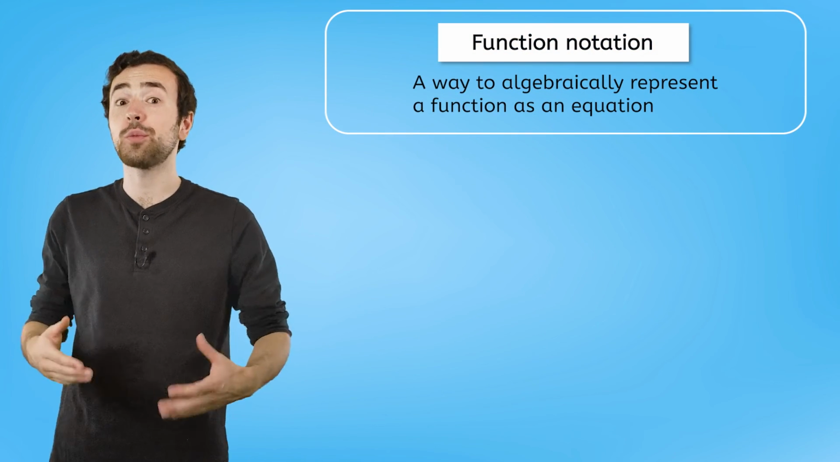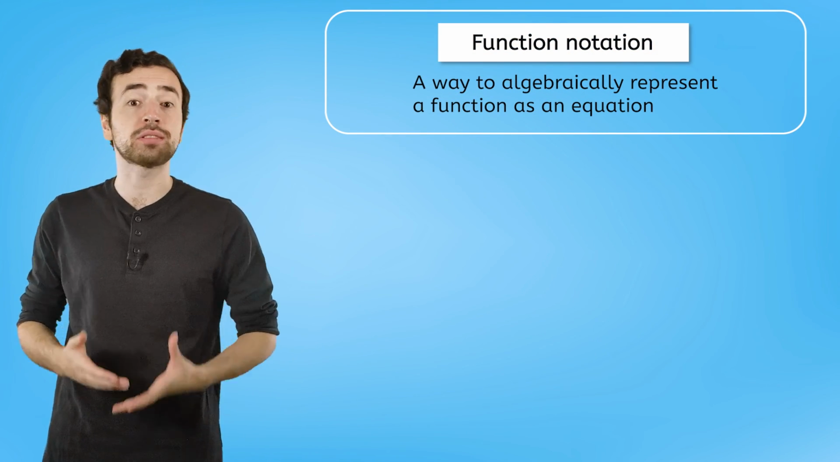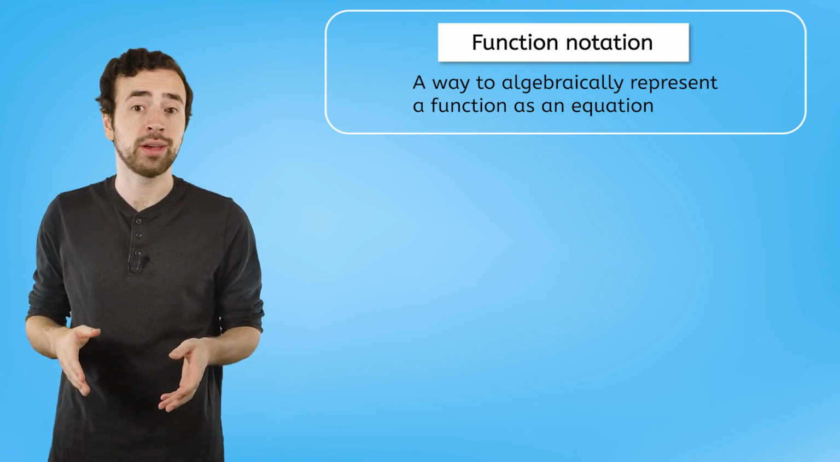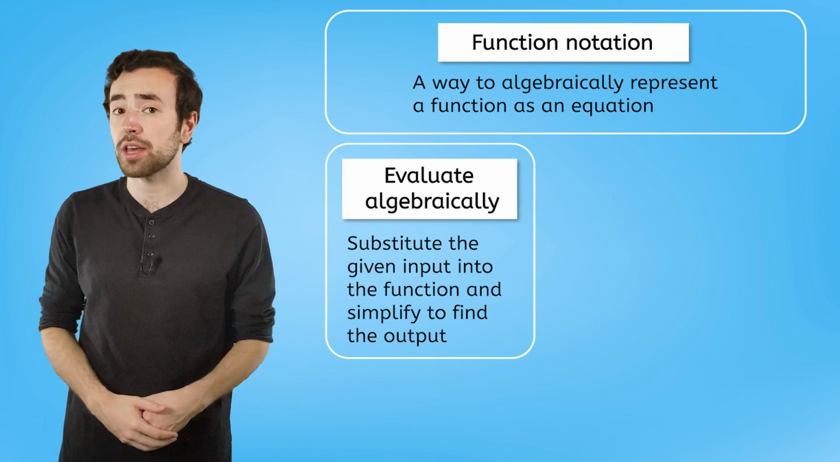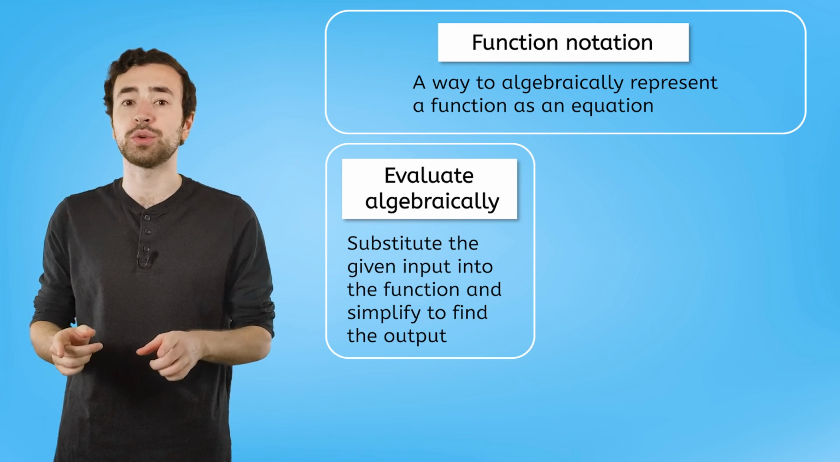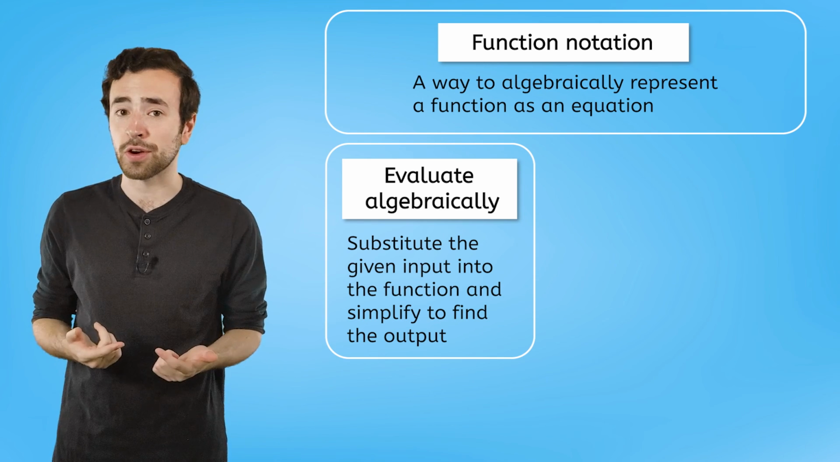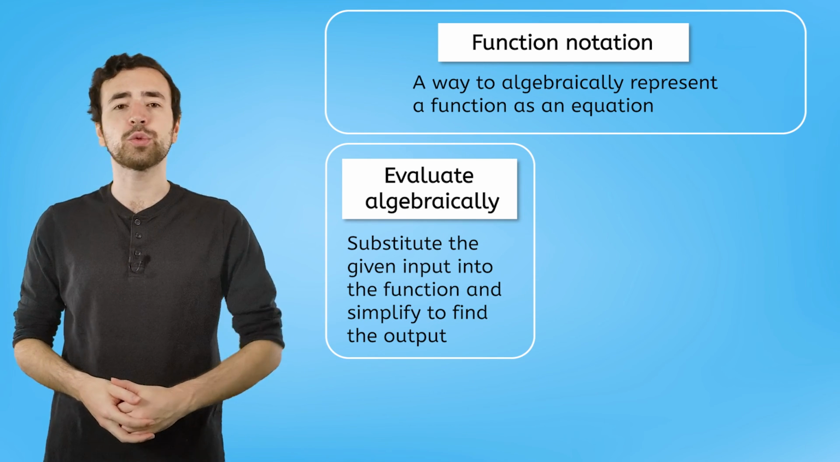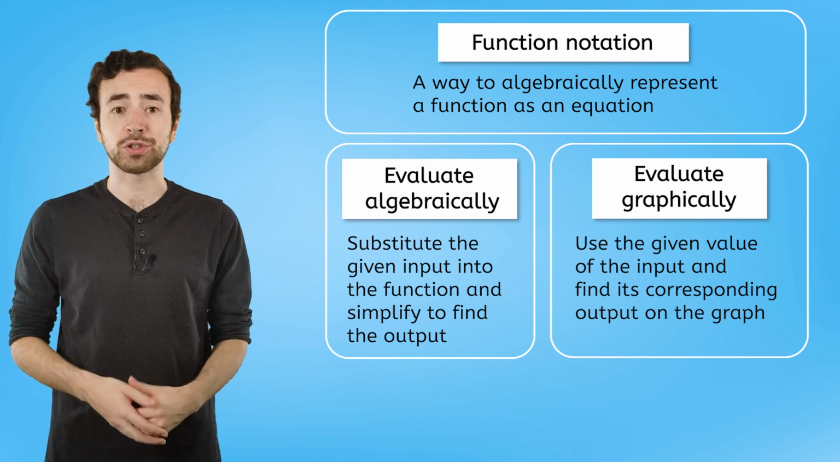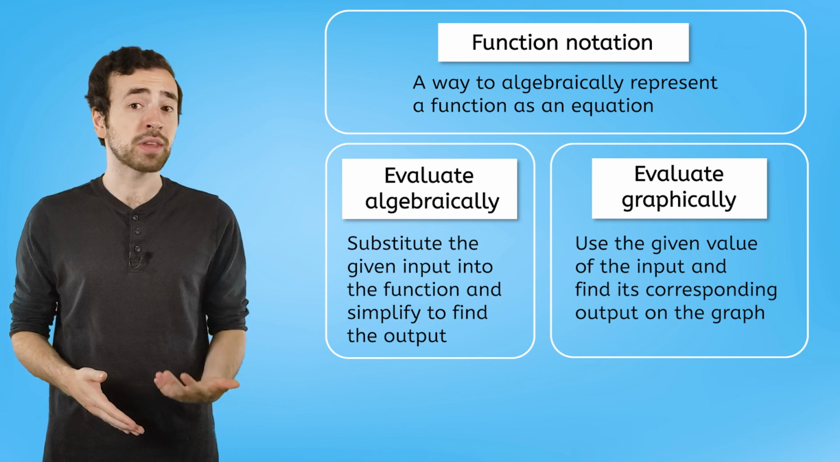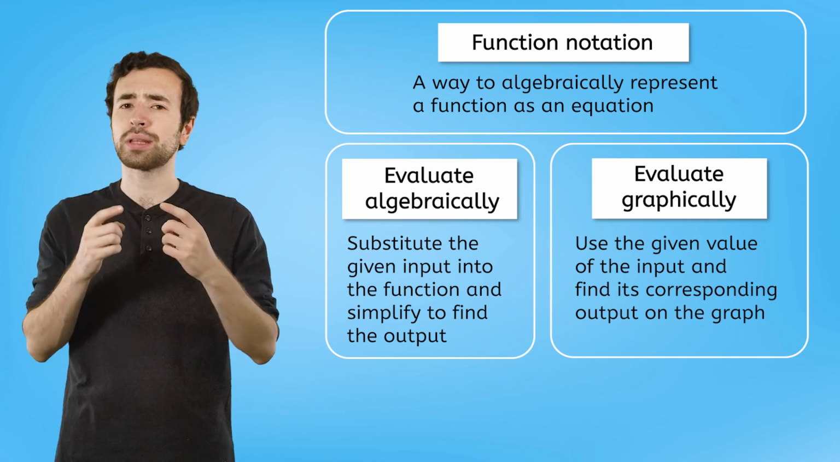In this lesson, we've seen that function notation is a way to algebraically represent a function as an equation. We've learned how to evaluate a function algebraically by substituting the given input into the function and simplifying, and we've learned how to evaluate a function graphically by using the given value of the input and finding its corresponding output on the graph.